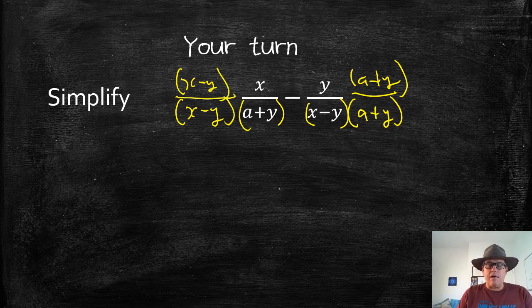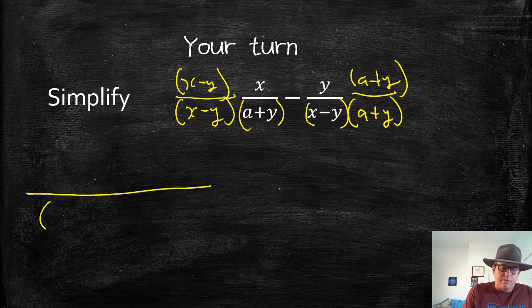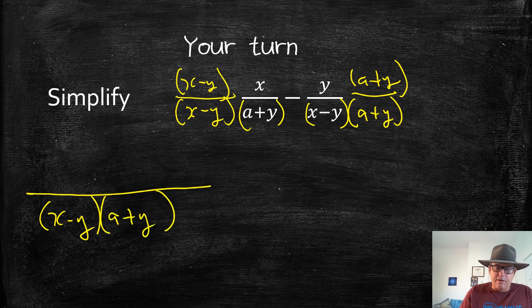Now I have a common denominator for both fractions. My common denominator is x minus y times a plus y. Don't multiply out the denominators. Leave them that way. The numerators, yes, you're always going to multiply the numerators, because you're going to have terms that you can combine. So let's go ahead and do this. My denominator for my answer is going to be x minus y over a plus y. That's my common denominator.